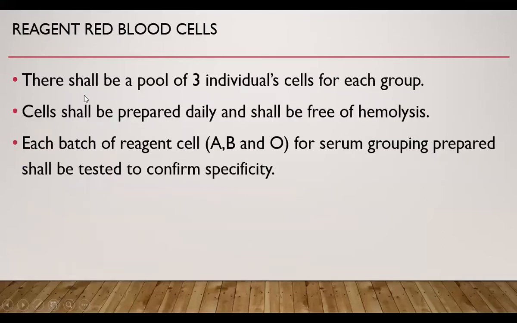Then about reagent red blood cells, there shall be a pool of 3 individual cells for each group. Cells shall be prepared daily and shall be free of hemolysis. Each batch of reagent cells for serum grouping prepared shall be tested to confirm specificity.